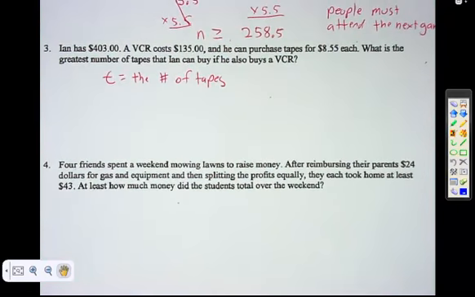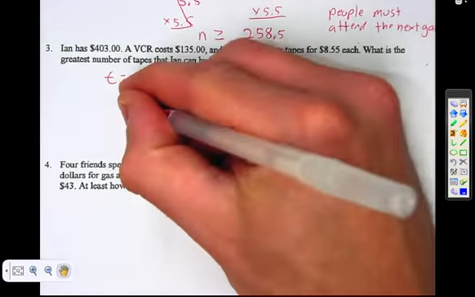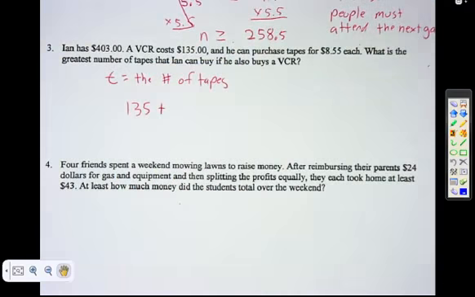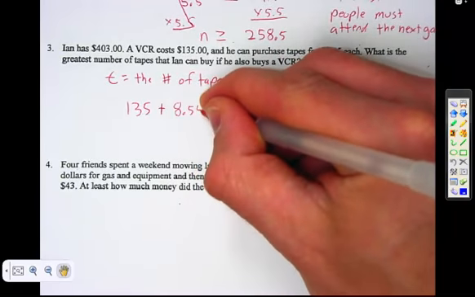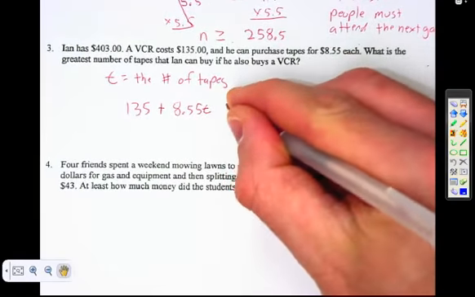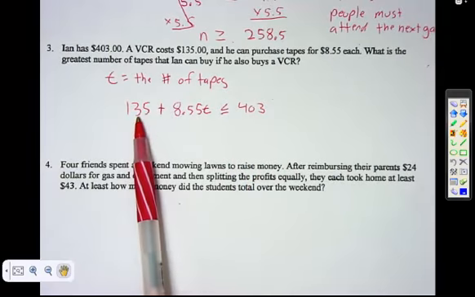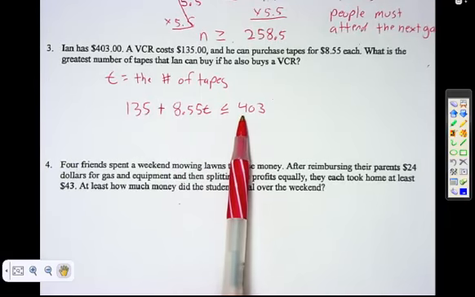So he has $403. First he has to buy the VCR. So it'd be the VCR. This is an old problem. You guys probably don't even know what a VCR is. Plus 8.55t for each tape would have to be less than what he has. So the cost of the VCR plus the tapes, each one he can buy, has to be less than or equal to how much money he has.